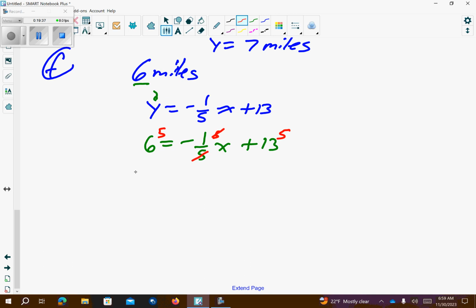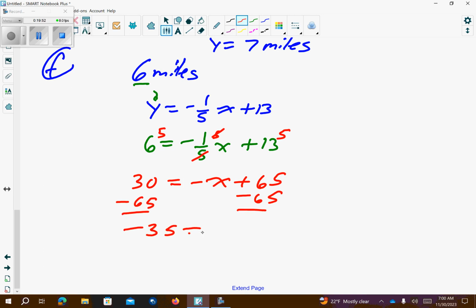So those cancel. So that's going to give me 30 here equals negative x, and then plus 65, because 13 times 5 is 65. Subtract 65 from both sides. That's going to give me negative 35 equals negative x. Multiply everything by negative 1 and flip it over. So when he is 6 miles from home, he has ridden for 35 minutes.